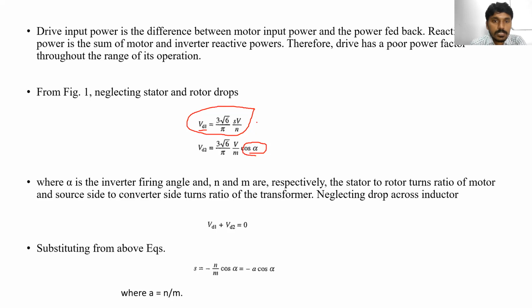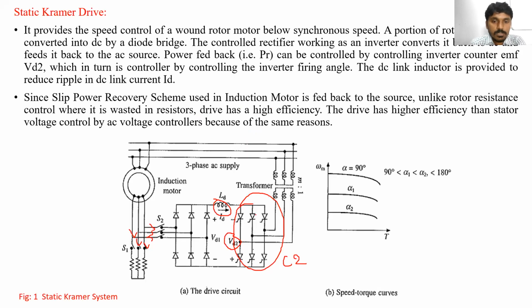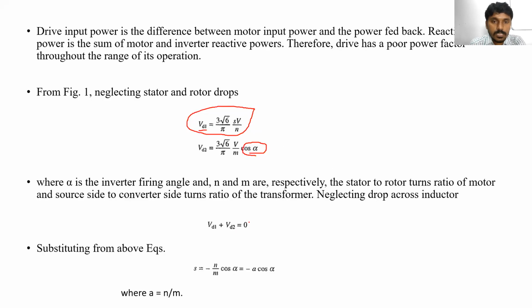Here the cos alpha term is not present in the diode rectifier because there is no gate pulse in the diode rectifier. That's why cos alpha is not present in VD1, but it is present in the voltage across the inverter, because the inverter is designed using thyristors. For controlling the power, the thyristors should be turned on and off, so the gate pulses, that is the firing angle, should be controlled. That's why the cos alpha term is present.